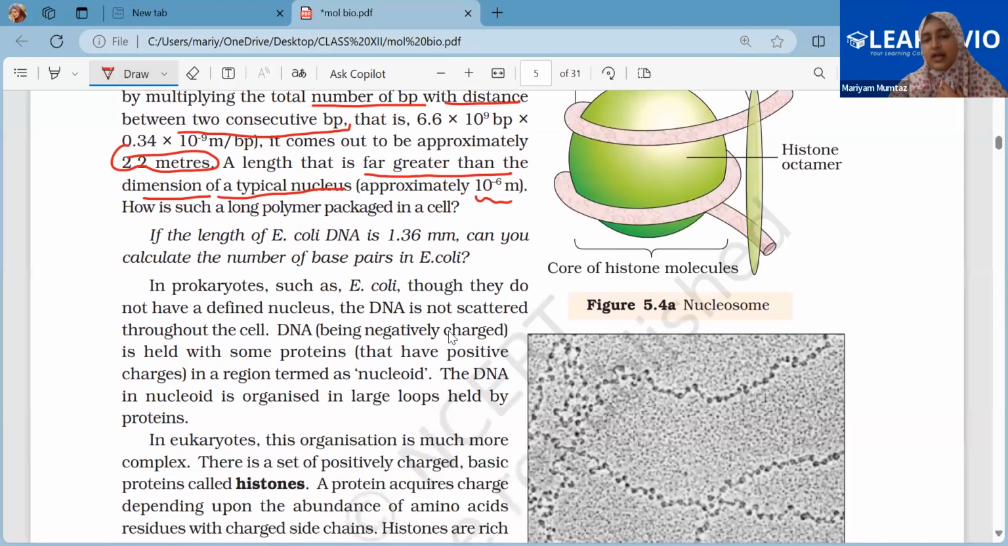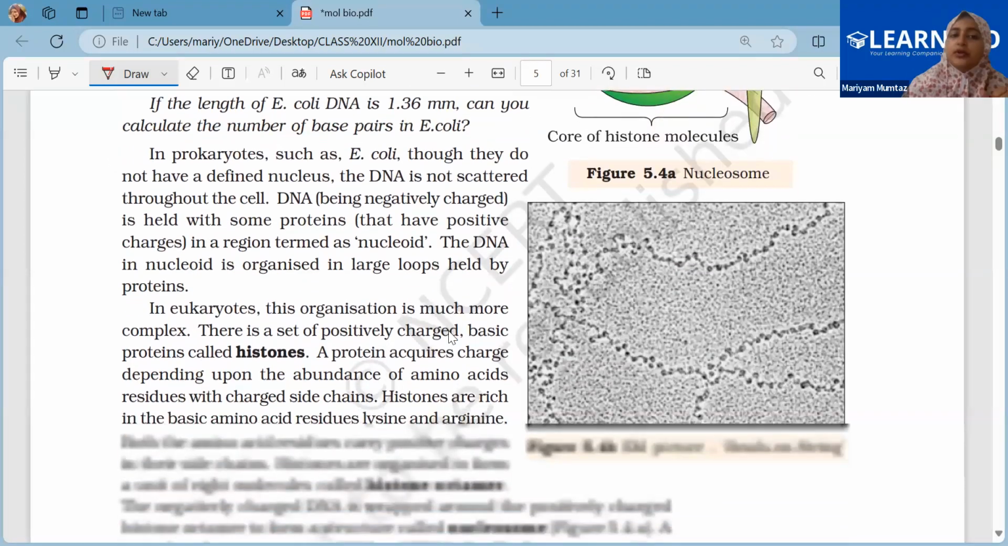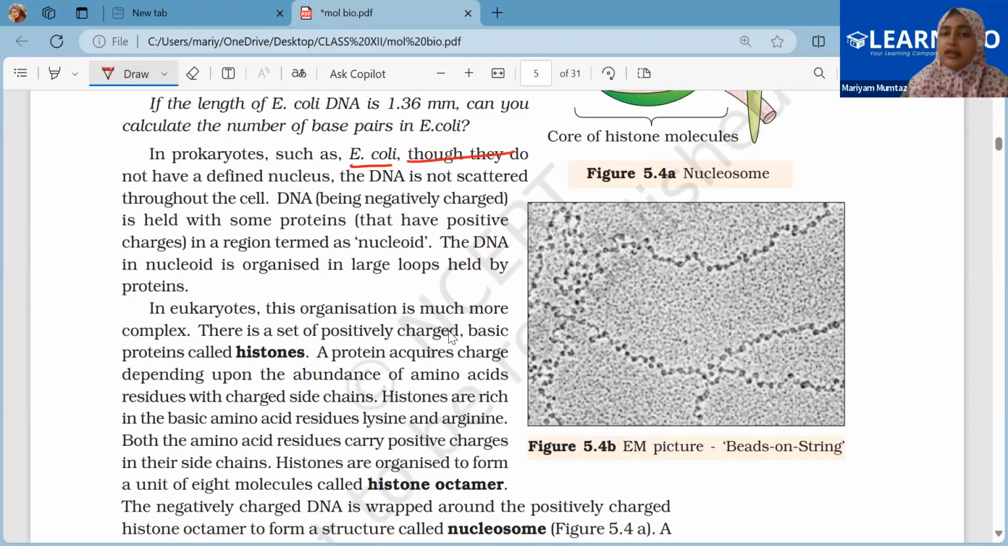And we know that in eukaryotic organisms, the DNA is present in the nucleus only. It is not present elsewhere. Now the question comes: how can the DNA fit into the nucleus? If the DNA is 2.2 meters long and the nucleus is just 10 to the power minus 6 meter, it means that the DNA is folded to fit inside, right? Now in prokaryotes such as E. coli, though they do not have a defined nucleus, the DNA is not scattered throughout the cell.